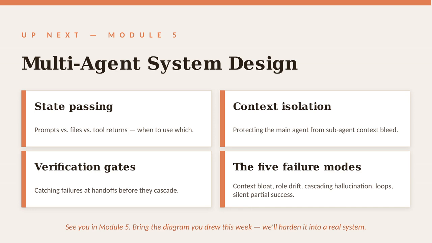Context isolation. Protecting the main agent from sub-agent context bleed. The discipline that prevents long-running systems from drifting into incoherence over time. Verification gates. Catching failures at handoffs before they cascade. Where to put the gates and what they should check. The 5 failure modes. Context bloat, role drift, cascading hallucination, agent loops, silent partial success. The actual failure modes you'll see in production, with one prevention pattern per failure.